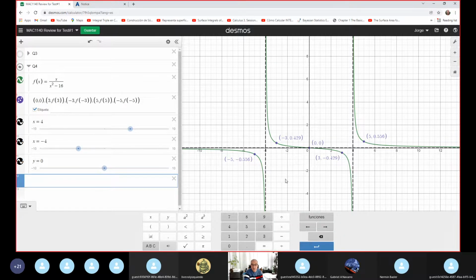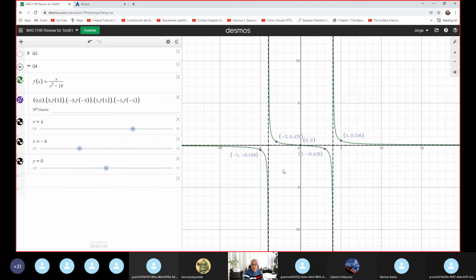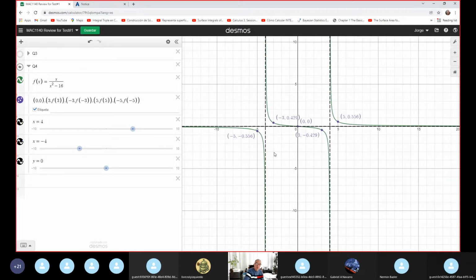Wow, fantastic. We finish. And you see clear like water that the function is an odd function, because when you change x for negative x, the y changes the sign. Any question, guys? No? Crystal clear?